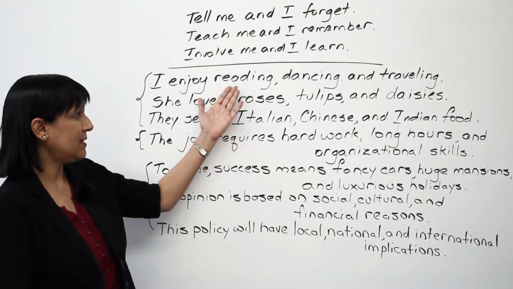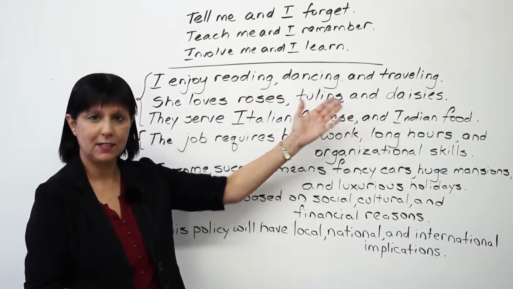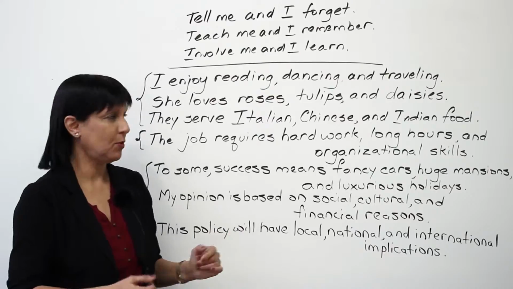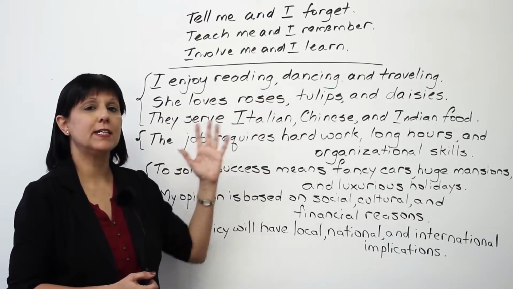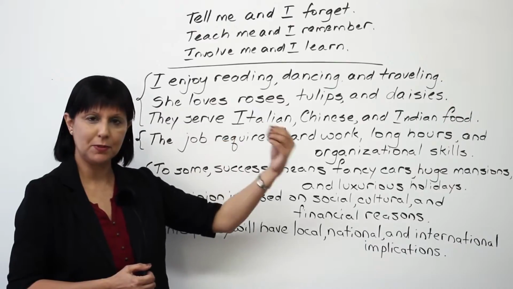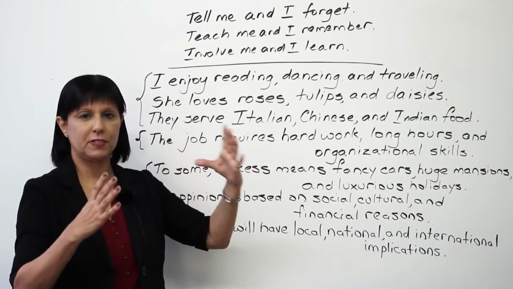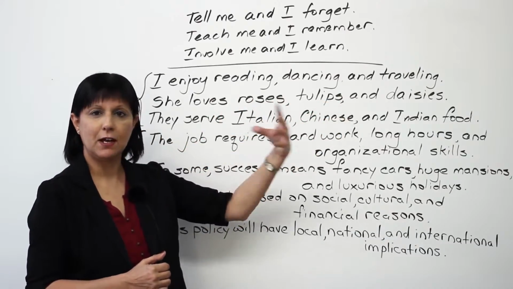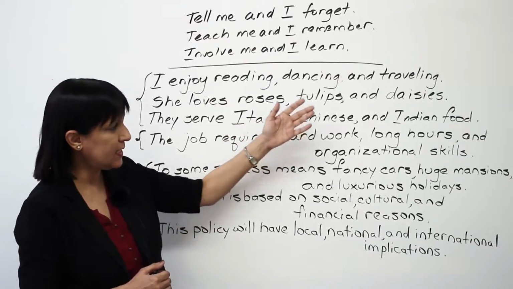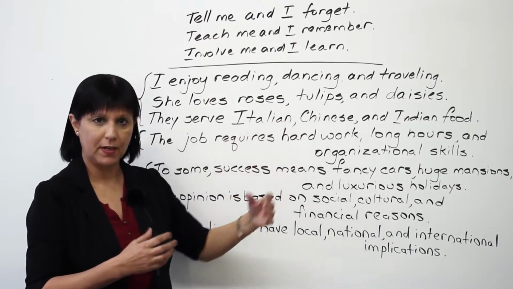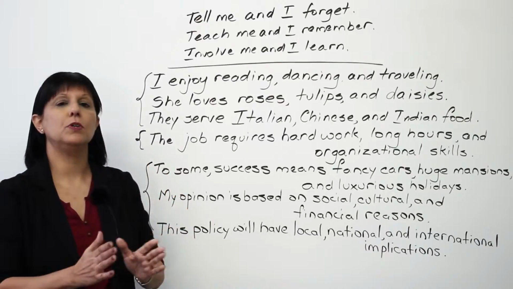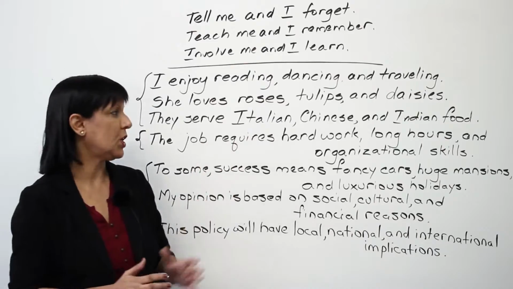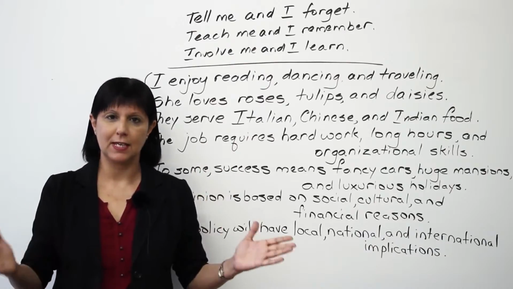And what is that? When I said reading, dancing, traveling, what was common about those three words? They are all gerunds, right? So not only do you need to give three examples, but you need to give three examples in the same form of speech. Same here. Roses, tulips, daisies. Three nouns. Italian, Chinese, Indian. Three adjectives. All right? So remember that principle too. There is also another related principle called parallelism, which talks about the same principle.